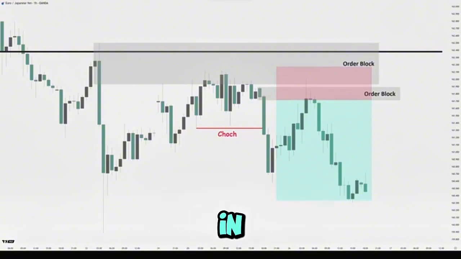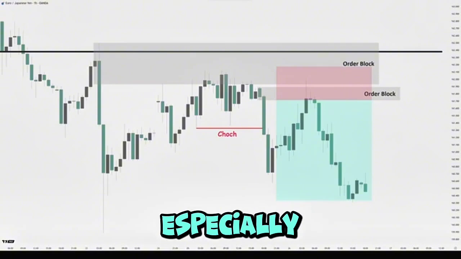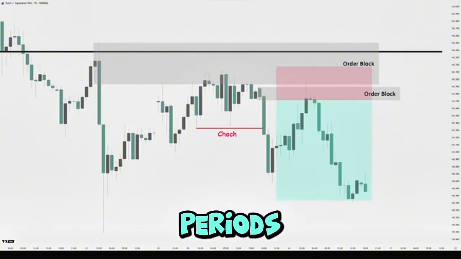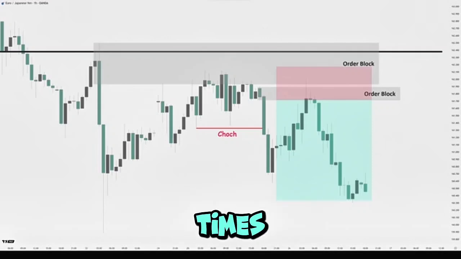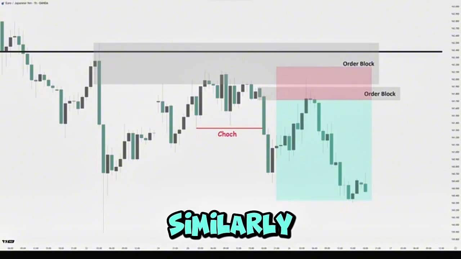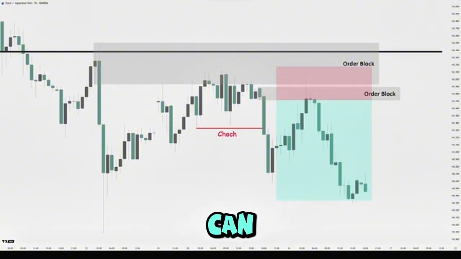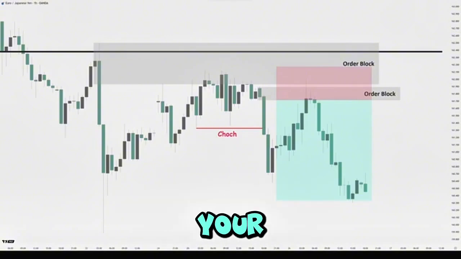It's important to note that in this analysis, we did not incorporate session volume or news events. These factors can significantly influence price movements, especially during major economic announcements or periods of high market activity. Incorporating session volume can help you identify the times when liquidity is highest, increasing the reliability of your trade setups. Similarly, keeping track of news events can help you avoid unexpected volatility that might disrupt your trade. Practicing these concepts on your chart will definitely improve your chart analysis, help you understand the fundamentals of price movements, and optimize your trade entries.